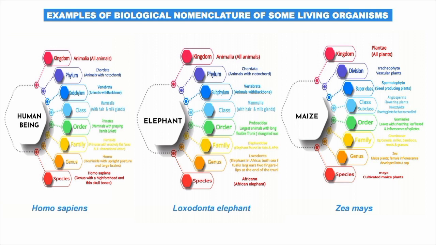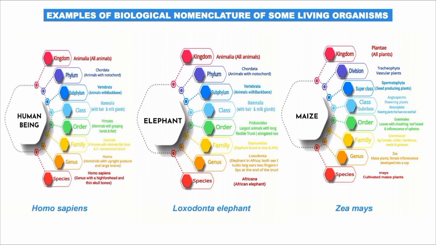The class, they belong to angiosperm. That is flowering plant. And subclass, they belong to flowering plant that have one seed. That is a monocotyledon, as you can see here. So they have superclass under division, that is Spermatophyta, and class is angiosperm, and subclass is monocotyledon. Under order, they are Poales, with spikelets and inflorescence of spikes. Family, they are Poaceae. Example, cereal, millet, and bamboos.